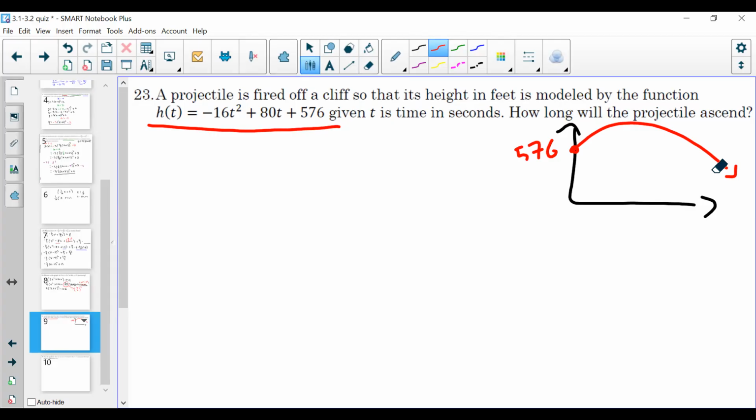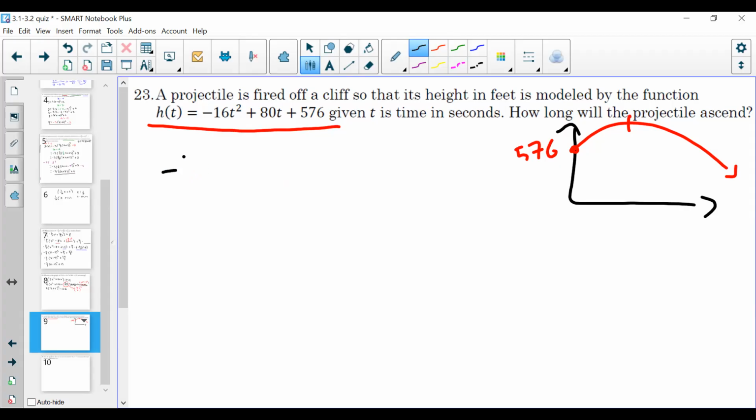But you don't really need to draw a picture for this problem because all it's asking is how long the projectile would ascend. So how long am I going up? Remember, it's a quadratic shape, so I go up until my h value. All I need to figure out is h. You could use the formula, or you could complete the square. I'm going to complete the square this time because I want to add a second part to this problem: what the maximum height is.